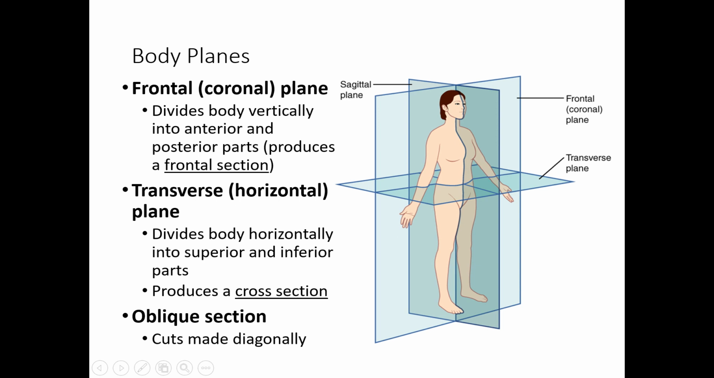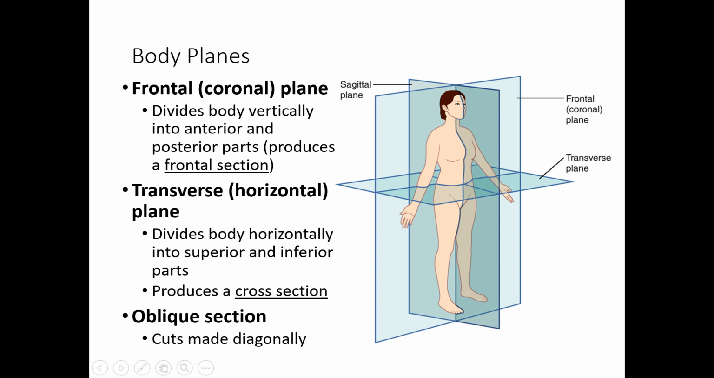Next one, the frontal or coronal plane. It divides the body into the anterior and posterior parts and produces a frontal section. Then we have the transverse or horizontal plane. It divides the body horizontally into superior and inferior parts. It produces a cross section.